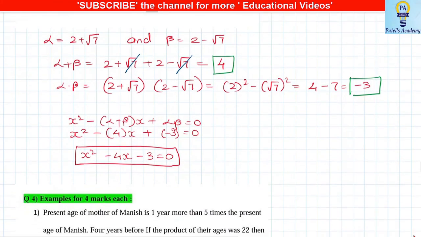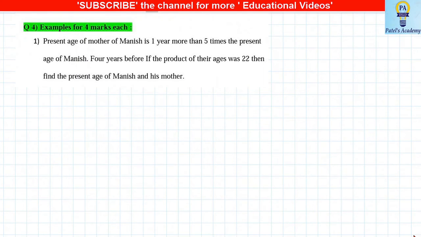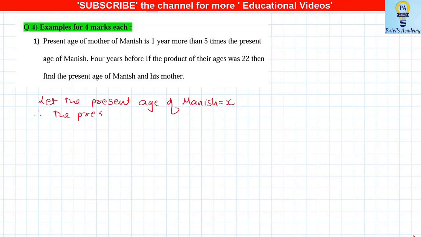Okay, so with this we finished with question number 3. Now we have question number 4. Okay, that is a sum based on ages. Okay, so what we have is the present age of mother of Manish is 1 year more than 5 times the age of Manish. So what we write is, let the present age of Manish equal to x. Therefore the present age of mother.